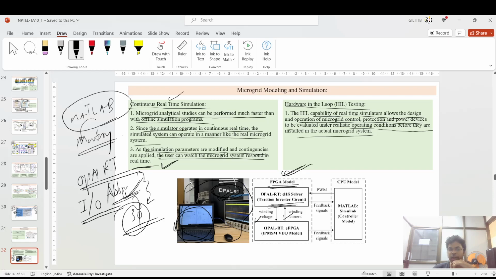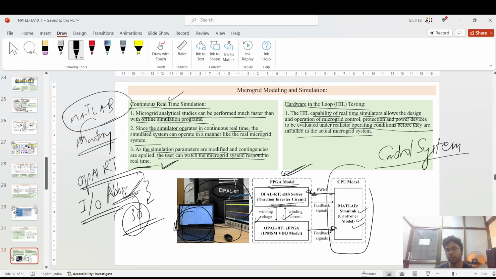Here the traction inverter circuit is being tested. It takes winding voltage and winding current into the system. And you have this MATLAB Simulink controller model, which takes the feedback and sends the PWM signal into the system.